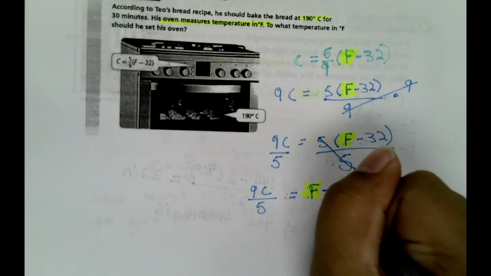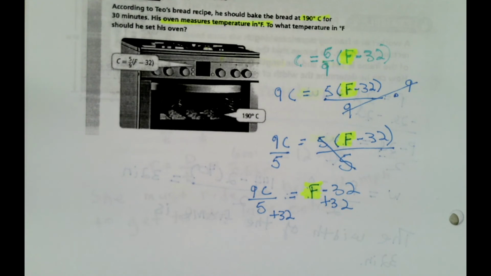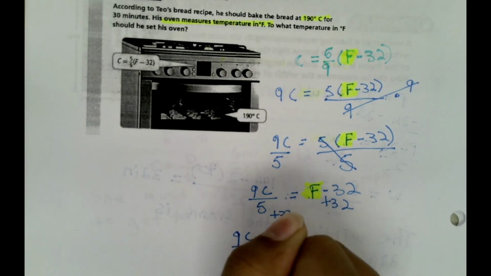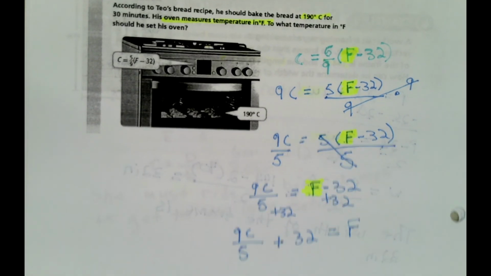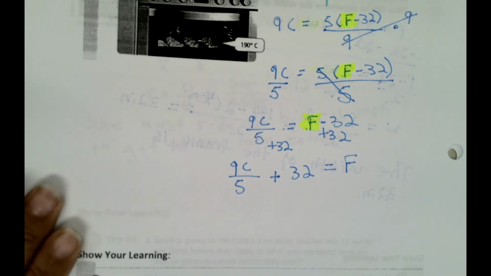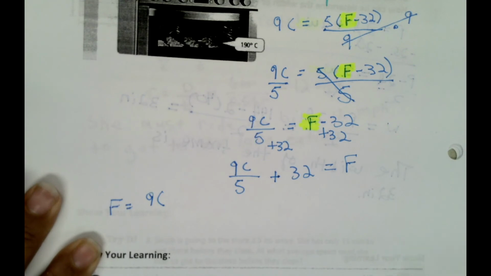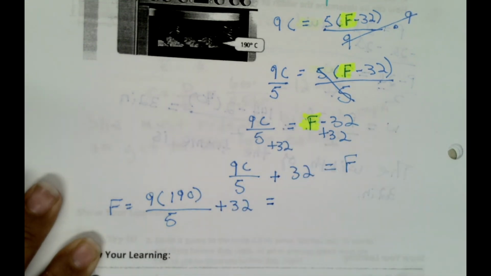Now we can figure out how many degrees Fahrenheit we need, because we know our C is 190. So F equals 9 times 190 divided by 5 plus 32, which is equal to 374 degrees Fahrenheit. So we've got to set that oven to 374 degrees Fahrenheit. So set your oven to 374 degrees Fahrenheit.